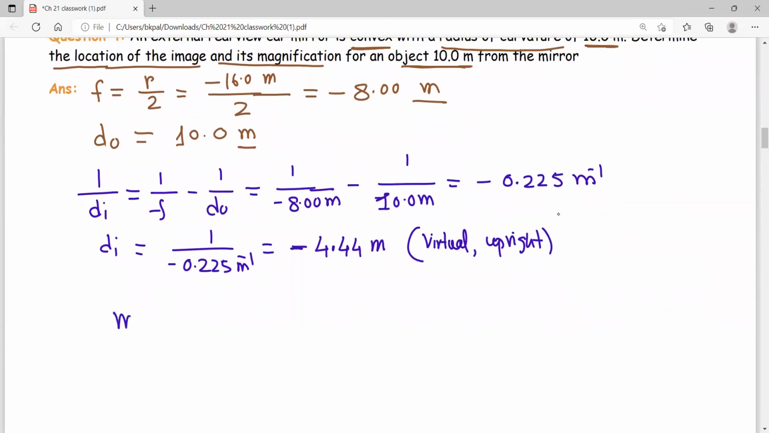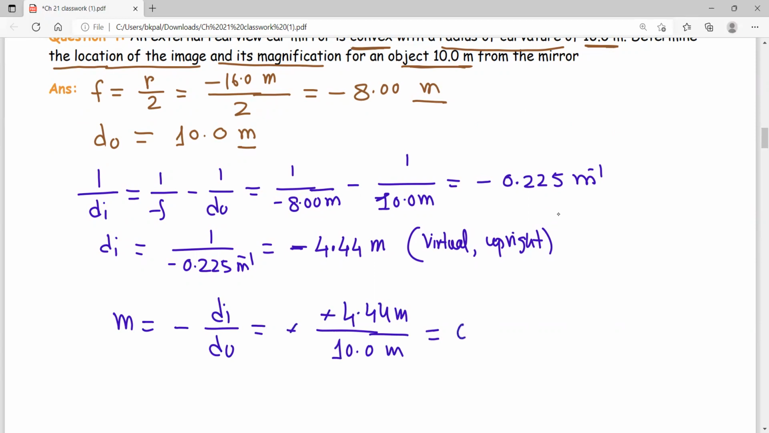So the magnification is minus di over do. So 4.44 meter for di, and do is 10. So the negative cancels out, and what we get is 0.444, and it is positive. This positive tells us that the image is upright.